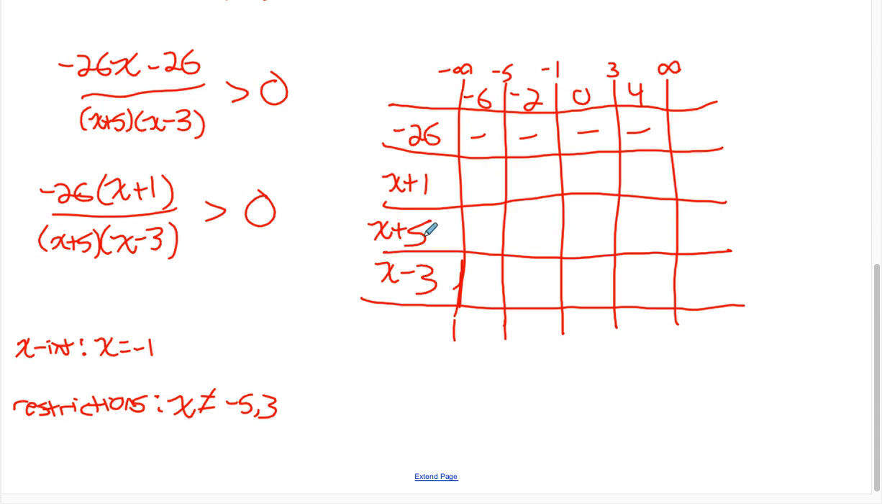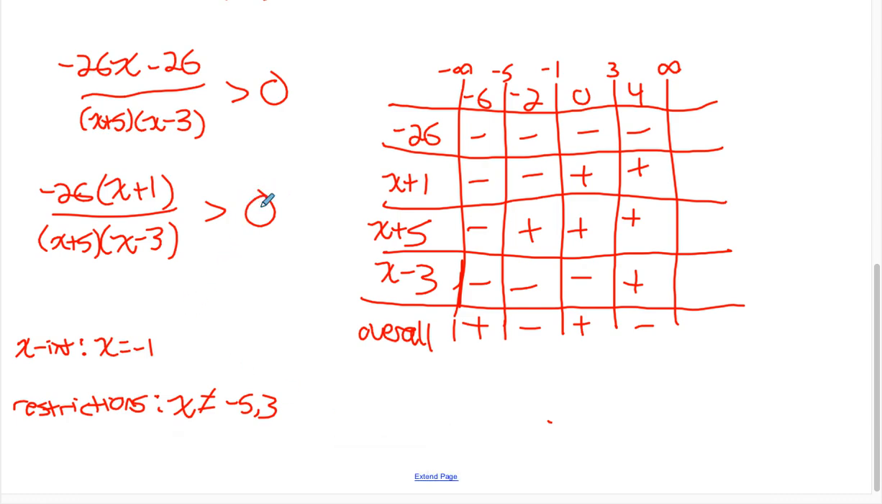If I plug negative 6 into each of these factors, I get negative here, negative there. So if I have any value less than negative 5 in this function, I'll get a negative times a negative divided by a negative times a negative. An even number of negatives results in a positive overall value. If I plugged in negative 2, I would get negative, negative, positive, negative. Odd number of negatives, overall negative value. If I plugged in 0, positive, positive, negative, even number of negatives, positive overall value. If I plugged in 4, positive, positive, positive, one negative number, so overall negative.